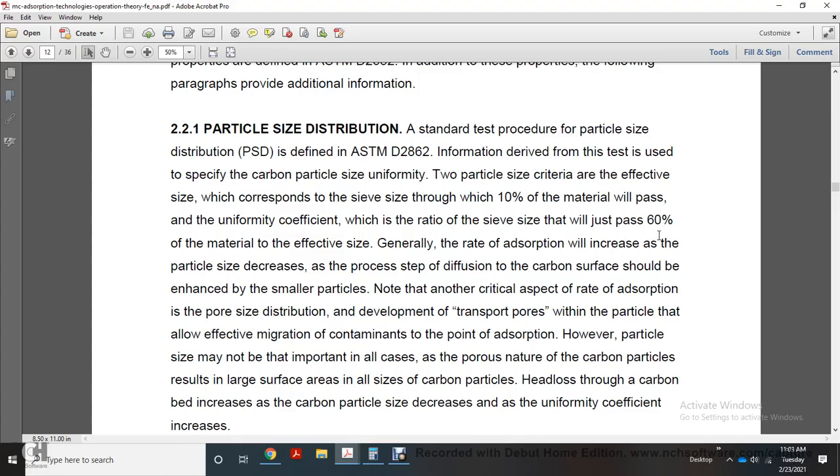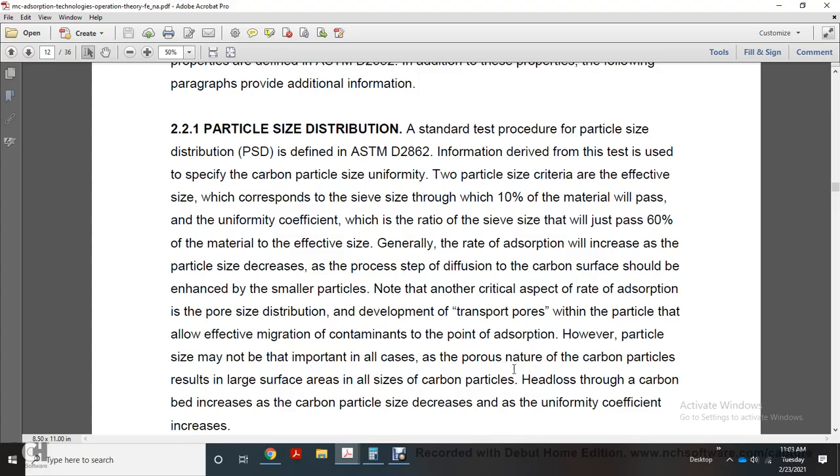The rate of adsorption is determined by the particle size; as the particle size decreases, the diffusion step at the carbon surface is enhanced by smaller particles. Note that another critical aspect of the rate of adsorption is the pore size distribution and the development of transport pores, which within the particle allow effective migration of the contaminant to the point of adsorption. However, the particle size may not be important in all cases.